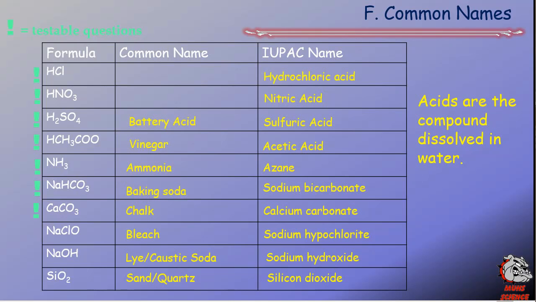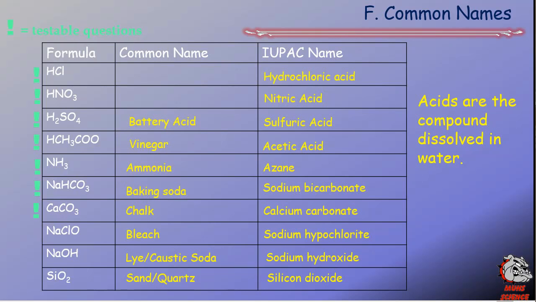Before we dive into percent composition, I'll let you pause the video here and fill in item F in your notes, which is over common names of some chemicals. The first four of these are acids: hydrochloric acid, nitric acid, sulfuric acid, and acetic acid, and you should be fairly familiar with those. We'll be using them from time to time. And then the other three there, ammonia, baking soda, and chalk, those are pretty common names for some chemicals that you use from time to time.